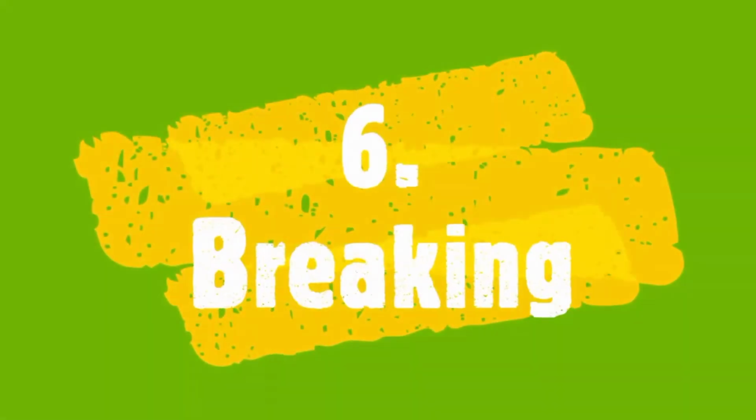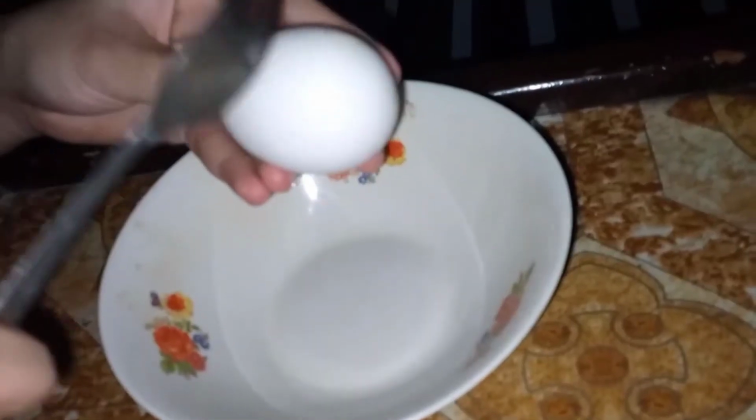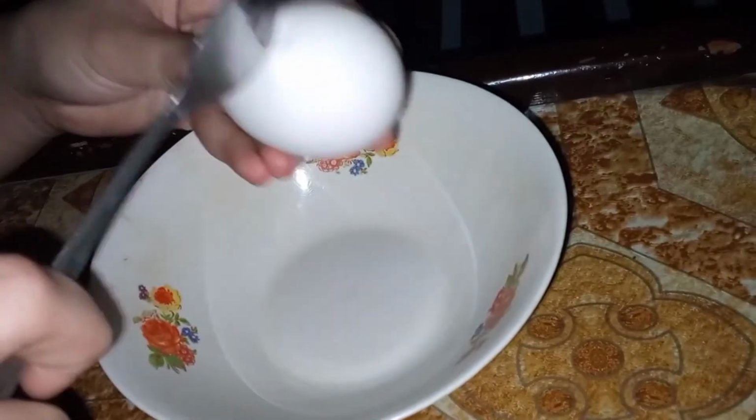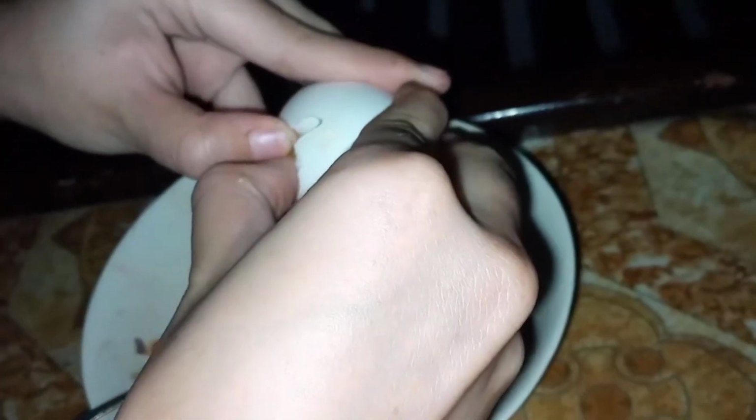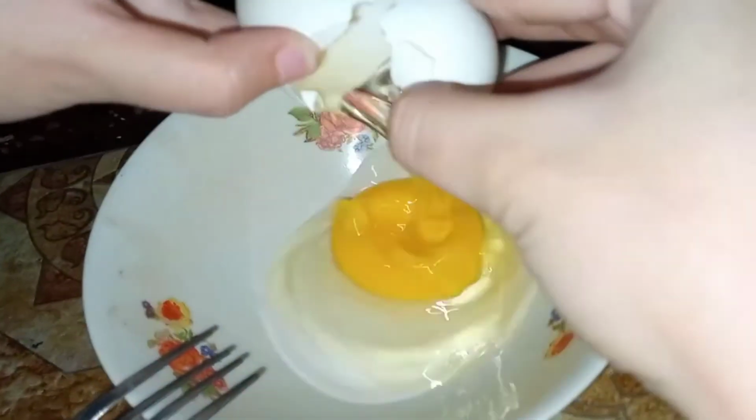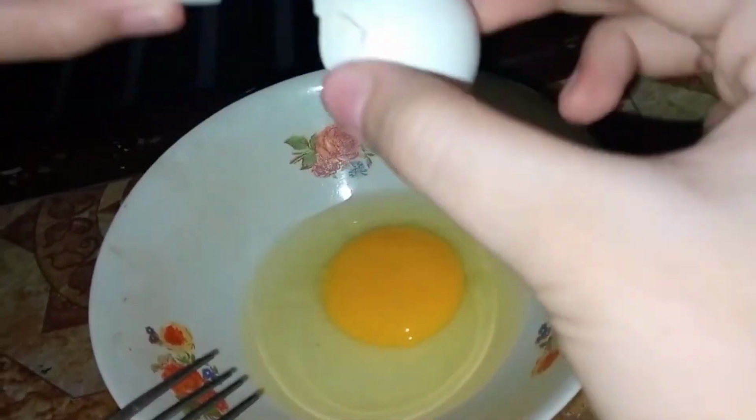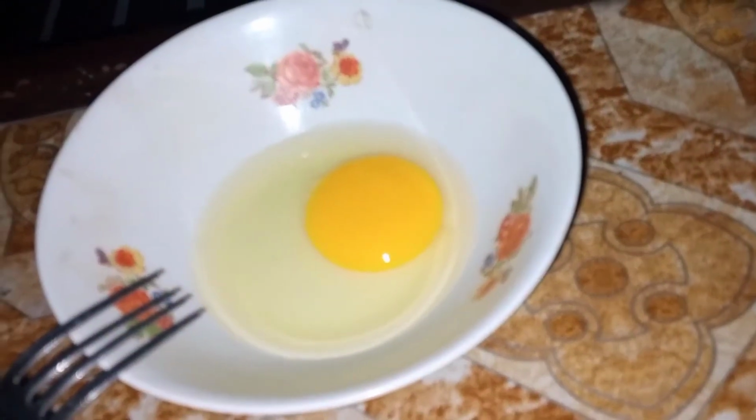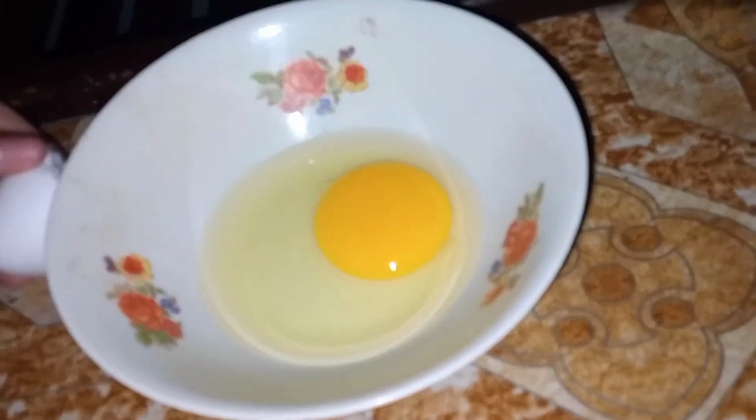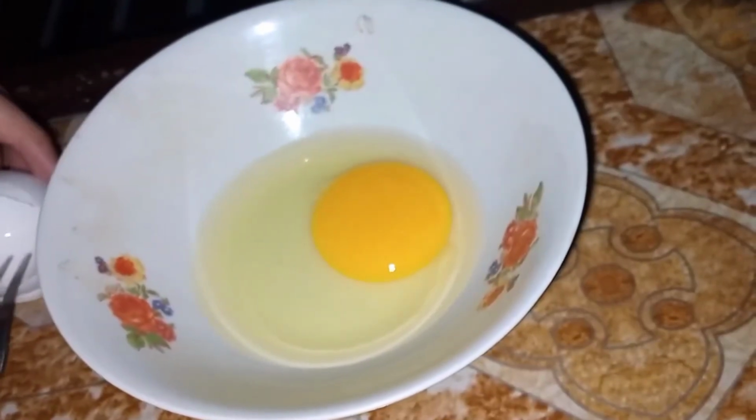The last test is breaking. After I break the egg, as we can see, the yolk is a little bit on the side and not in the middle. And the egg white is clear, thick, and firm, and the yolk is well-rounded.